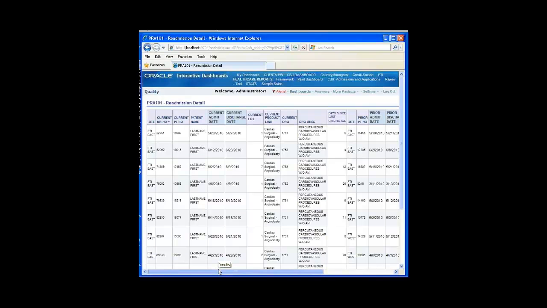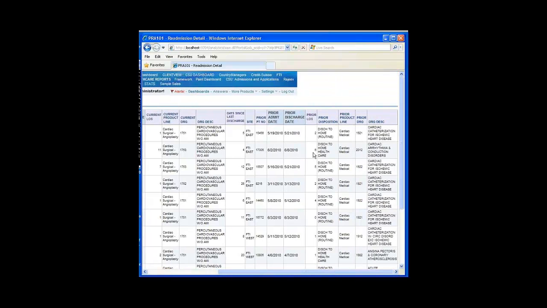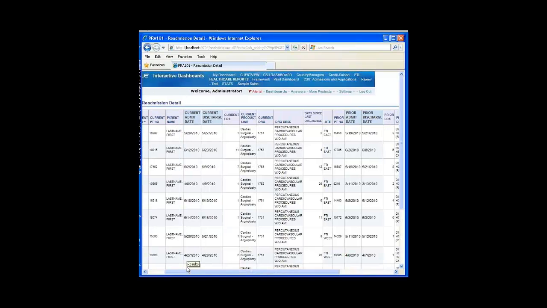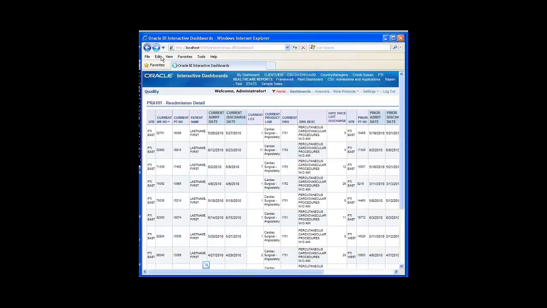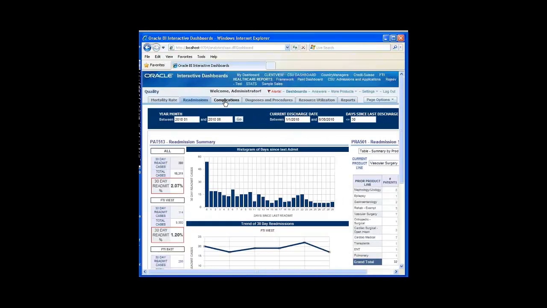And so I can see, for instance, each record represents a readmission. So I can see what their current length of stay was on the most recent admission, what their prior length of stay was. So they were here 2 days, discharged, and then 5 days later, admitted for another day, right? So now I can get to understanding what they were here for, who their physician was on both encounters, that sort of information. So that's the readmissions dashboard.